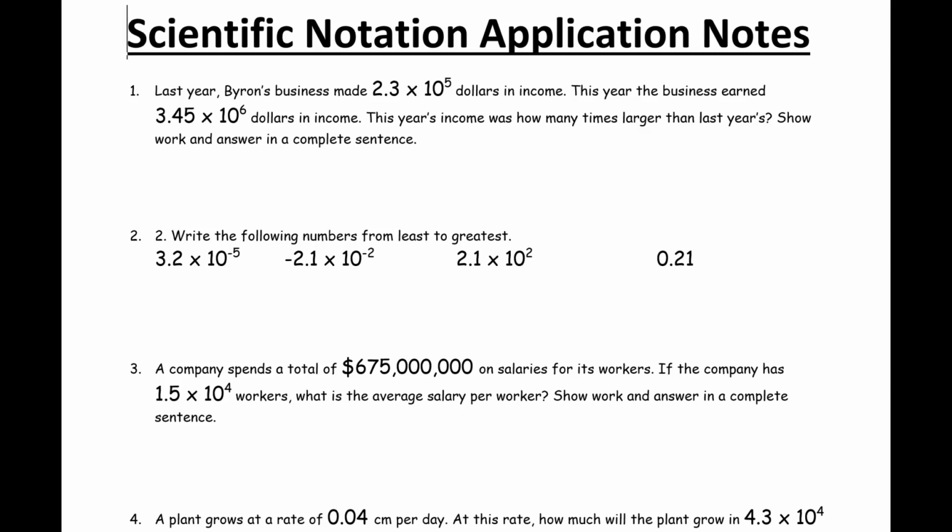Can't wait. All right. Last year, Bryson's business made 2.3 times 10 to the fifth power dollars in income. This year, the business earned 3.45 times 10 to the sixth power dollars in income. This year's income was how many times larger than last year's? Show work and answer in a complete sentence. How many times larger?